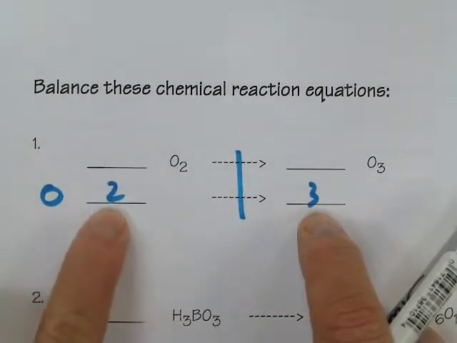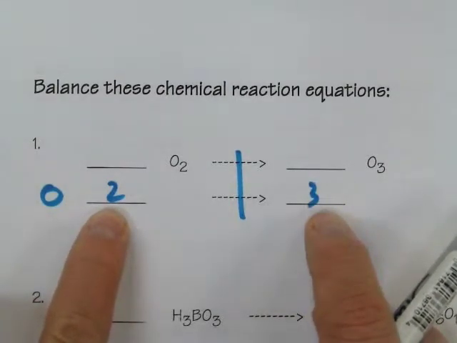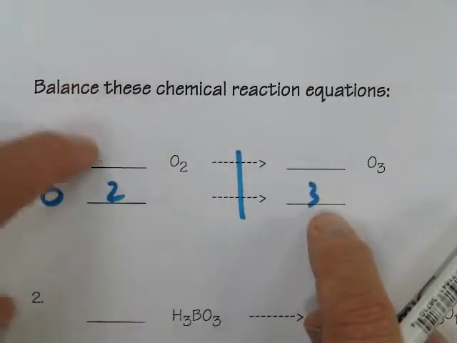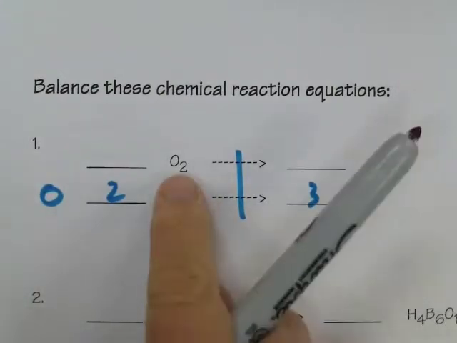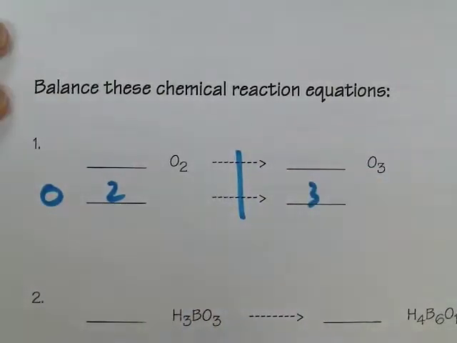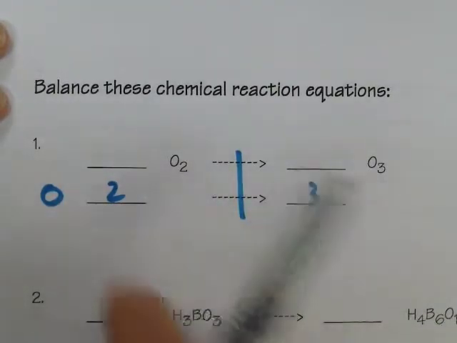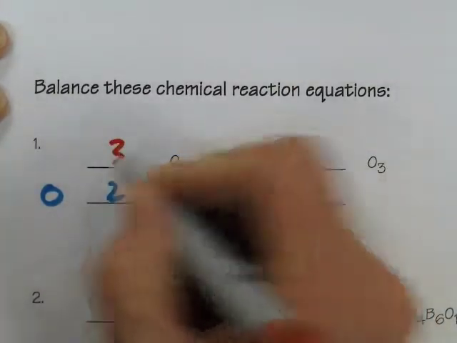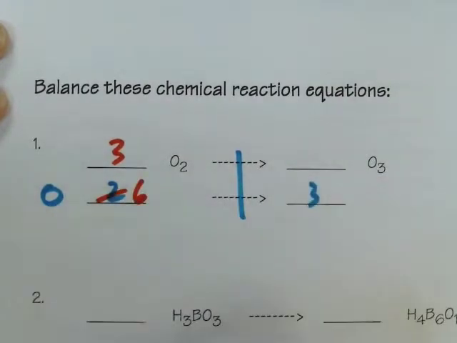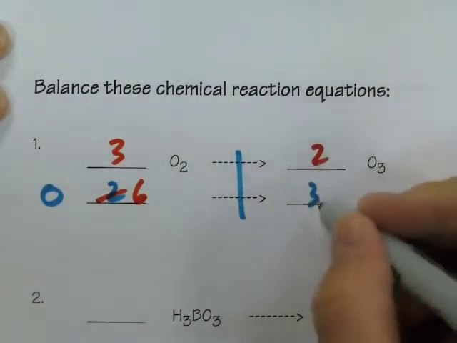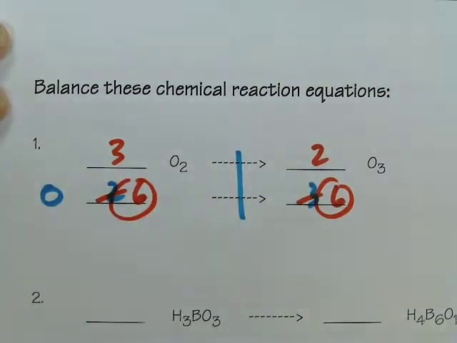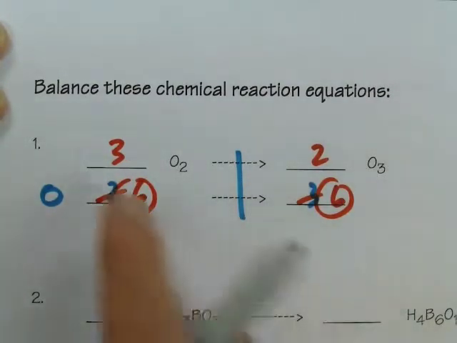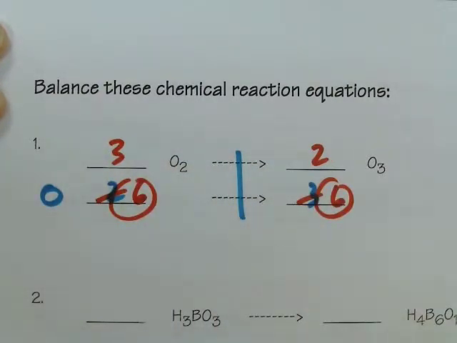There are 2 atoms of oxygen in the reactants and 3 atoms of oxygen in the products, and those don't balance. So we need to put a number up at the top that's going to multiply and make the number of atoms equal. So if I multiply this by a 3, then this becomes 6. If I multiply this by 2, then this becomes 6. And now I have the same number of atoms of each element in the reactants and products, and this reaction is now balanced. That's what we're trying to do.